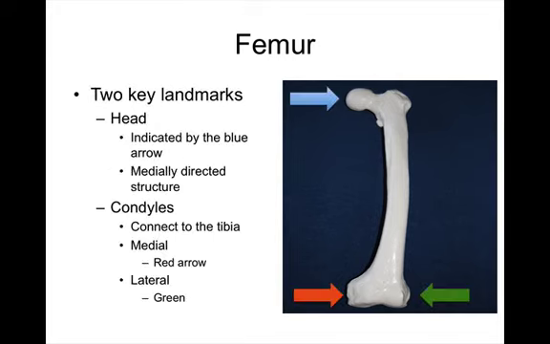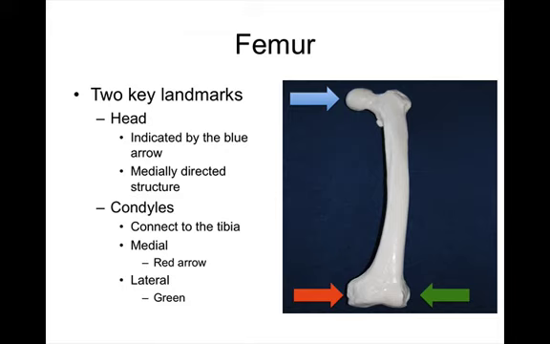So a few key landmarks to note here for the femur. As indicated by the blue arrow, we have the head, and this is a medially directed structure that connects with the acetabulum and forms that hip joint. Then we also have, as another set of important landmarks here, the condyles. These condyles are important because they make a connection to the tibia. So we have a medial condyle and we have a lateral condyle.